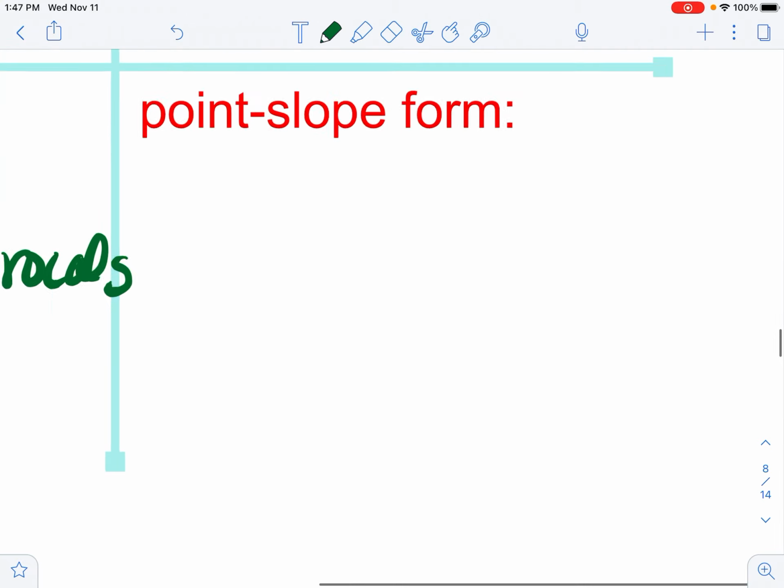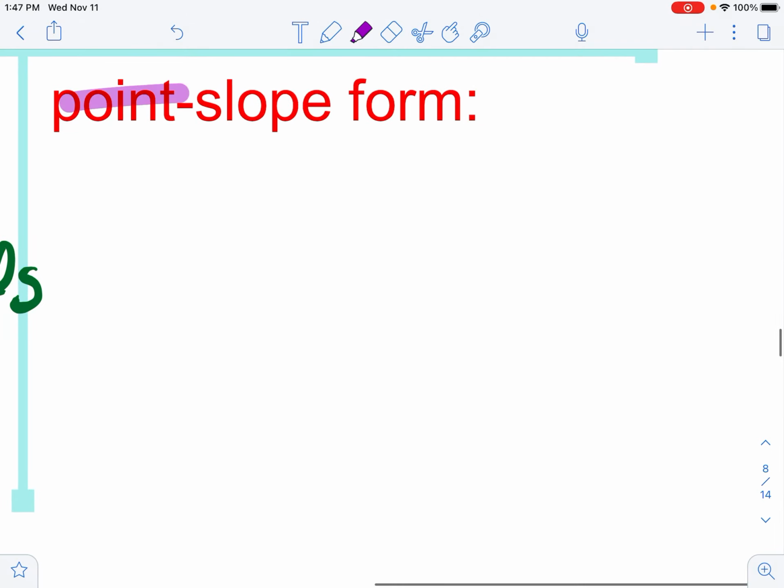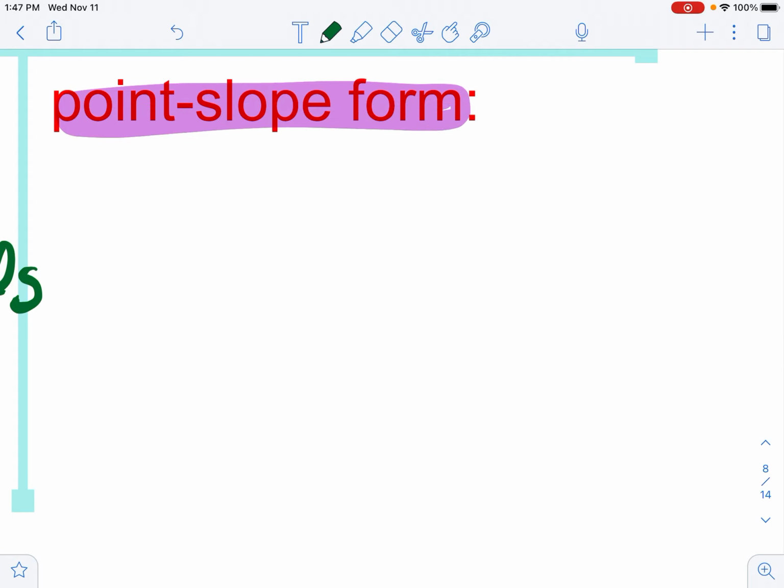All right, last is point slope form. This is the form that we will be using because it's the easiest. It's the one that is used the most in your high school career.